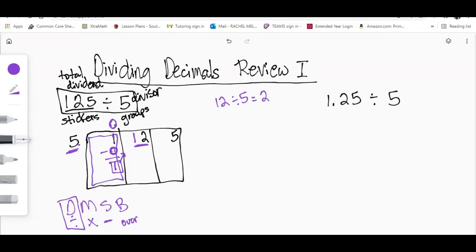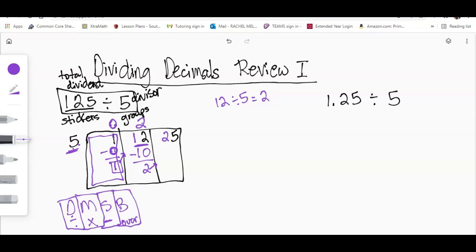Well, I know that 2 groups of 5 can go into 12. So I put my 2 here, and I do 2 times 5, because that's my second step, my multiplication. So 2 times 5 is 10. My third step is subtraction. So I do 12 minus 10, which is 2. And my last step is bring over, which means take this 2 and put it in my last column. So now I have a 25. And then these steps start over. Every time I go to a new column, the steps start over.